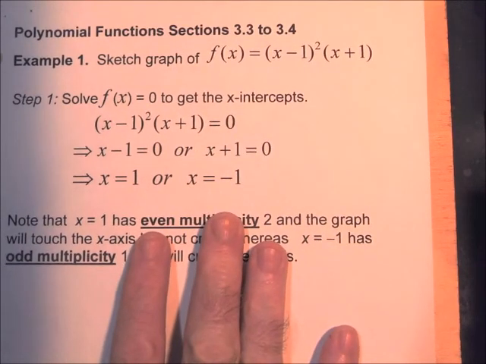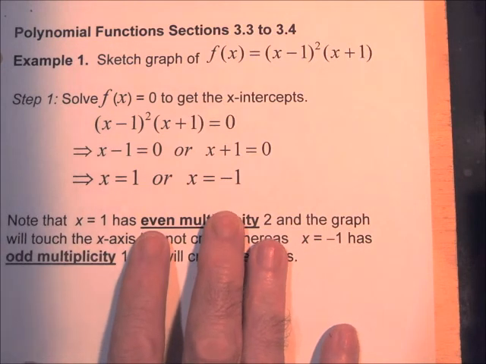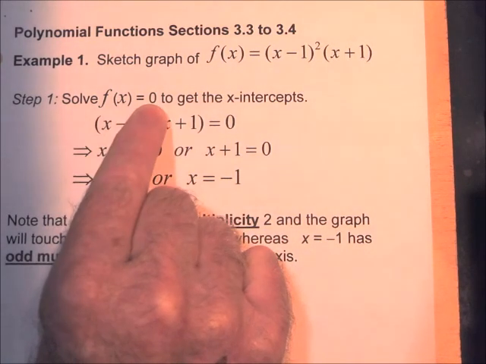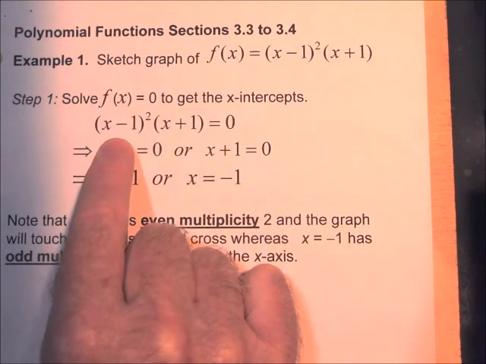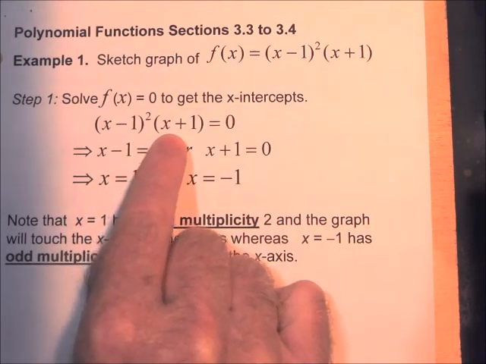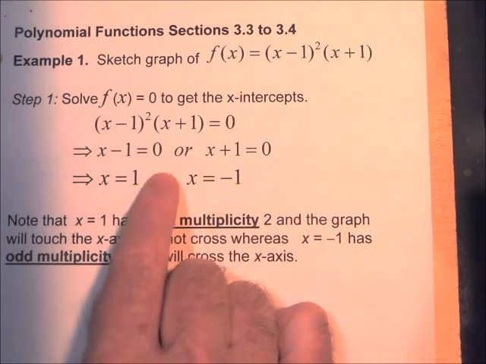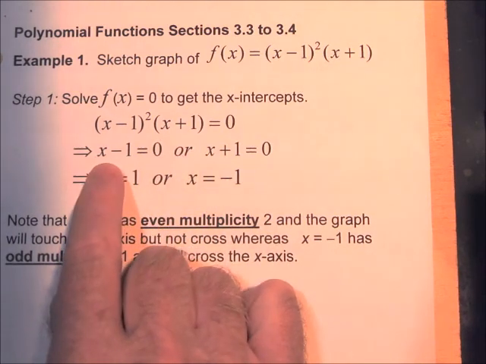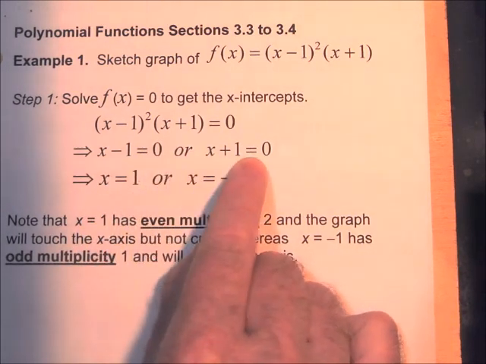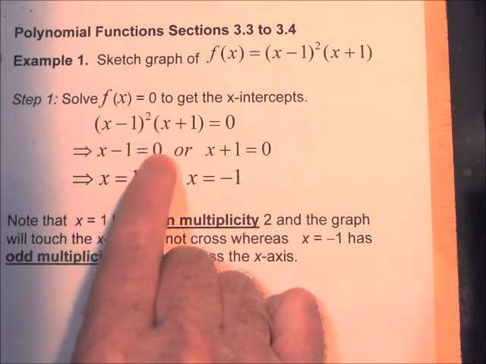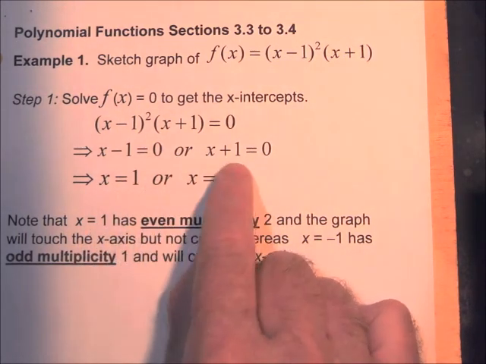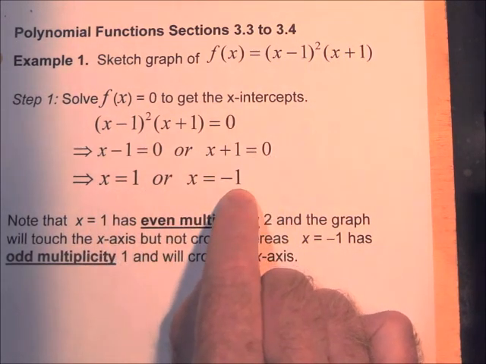Okay, so with the polynomials we'll be working with, it's going to be helpful to get the x-intercepts. And to do that, we want to set f of x equals 0 and solve for x. So we set (x minus 1) squared times (x plus 1) equals 0. And we can use the zero product rule. That means either x minus 1 equals 0 or x plus 1 equals 0. Add 1 to both sides, we get x equal 1. Subtract 1 from both sides, we get x equal negative 1.